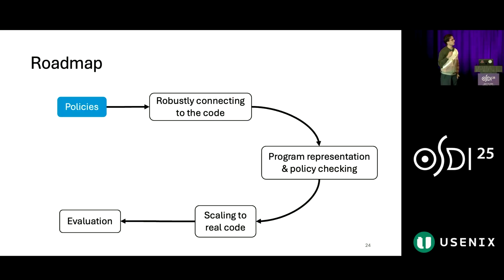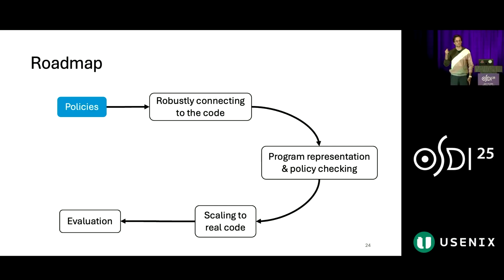Now, here's what I'm going to talk about in the rest of the talk, starting with how these policies are actually specified, then how do we achieve this robust connection to the code, how do we actually check those policies, how this whole approach scales to real applications, and finally, some evaluation results.